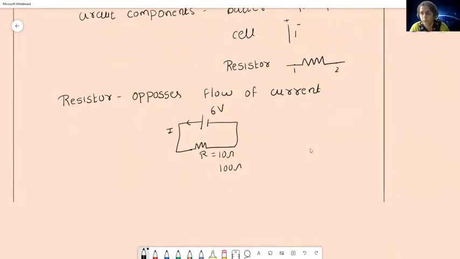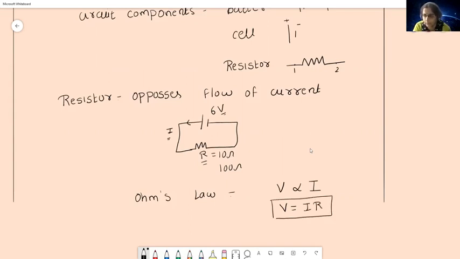So now in the circuit, you can make out we have potential difference, we have current, and we have resistor. Combining these quantities, we have Ohm's law. Ohm's law says that V is directly proportional to current. And then to remove the proportionality, we have IR. So this is Ohm's law. This is the equation which connects voltage, current, and resistor.